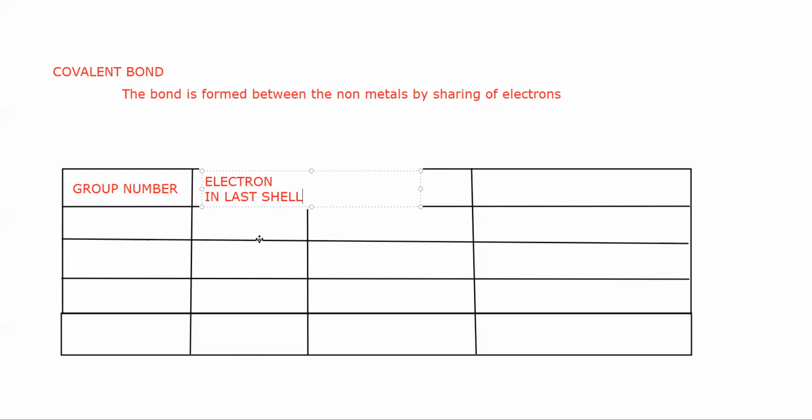Ionic bond is between metal and non-metal. If one of the elements is a metal and the other element is a non-metal, then it will have an ionic bond. But if both elements are non-metals, then it will have a covalent bond.